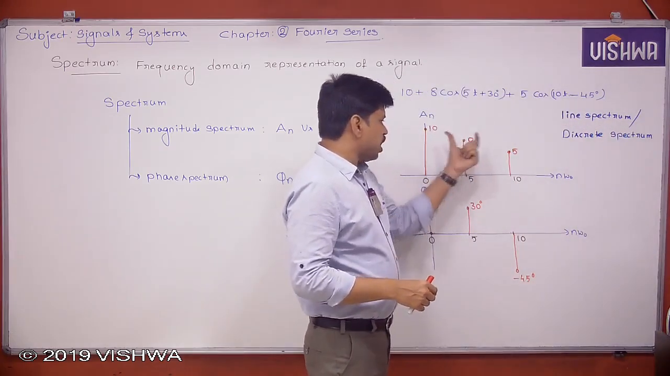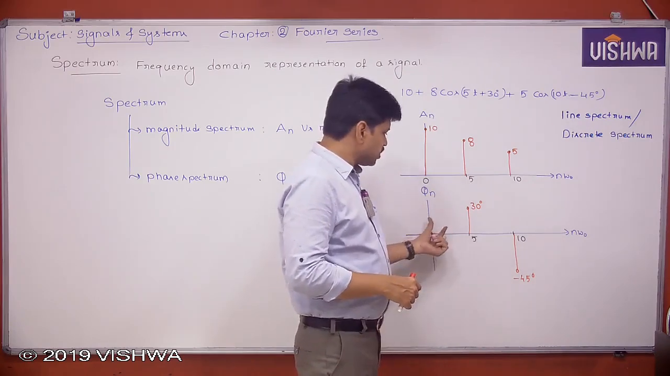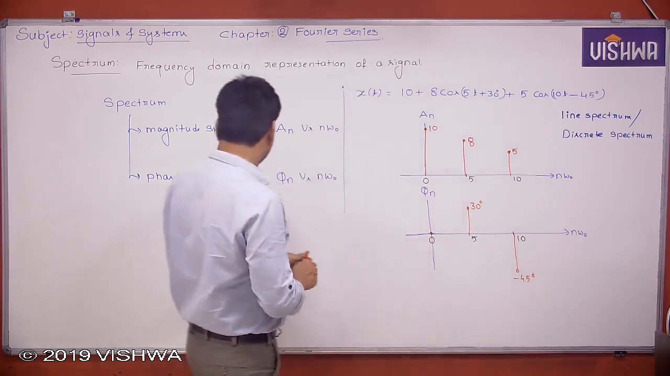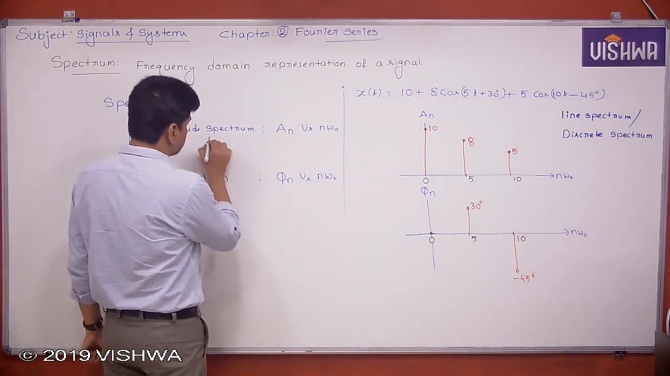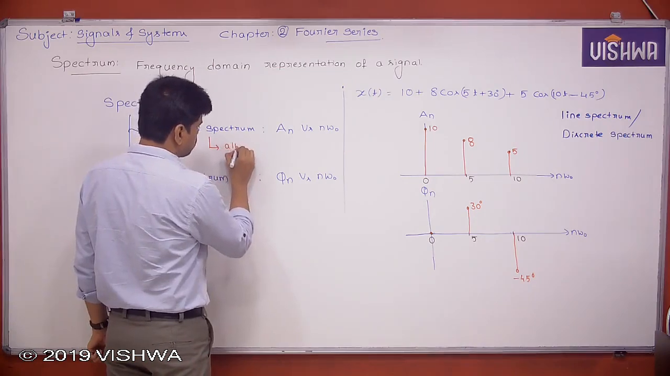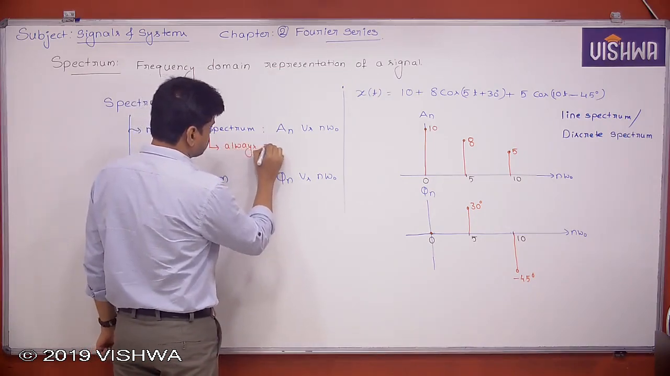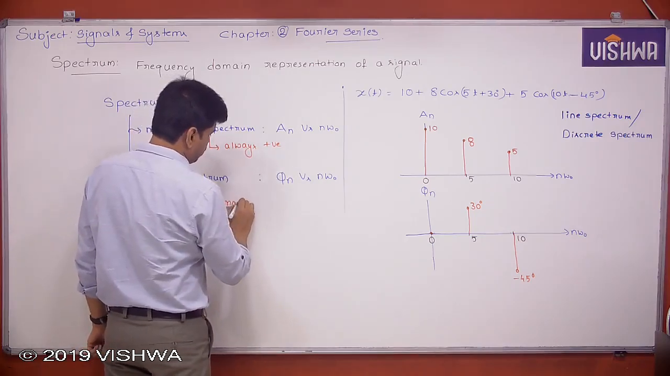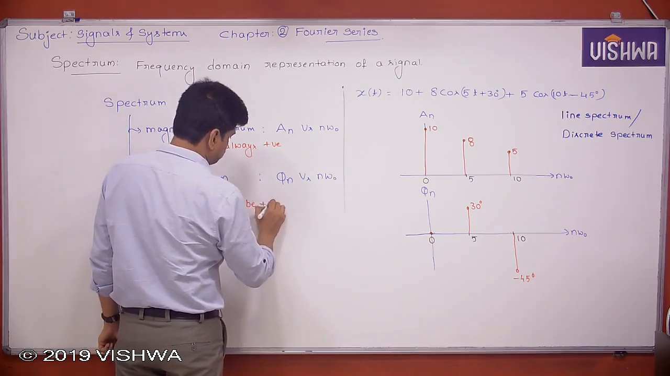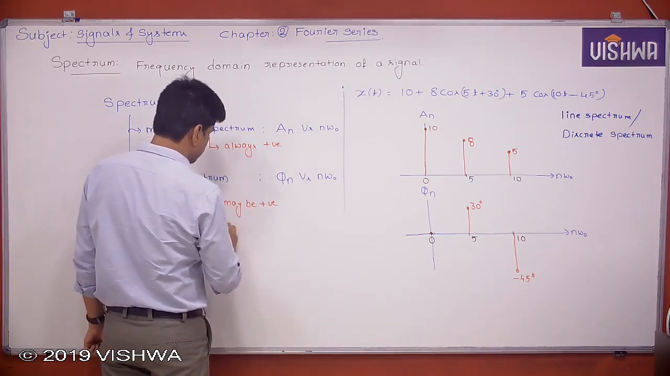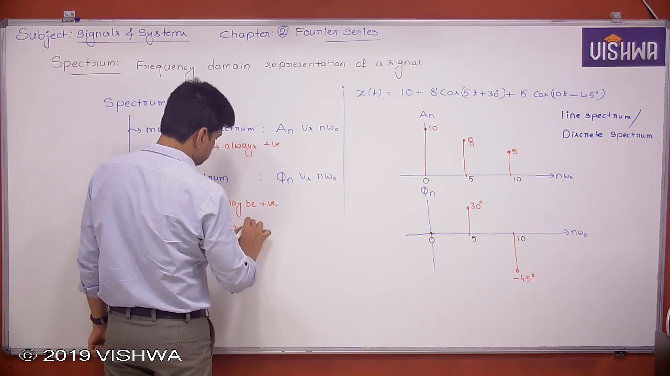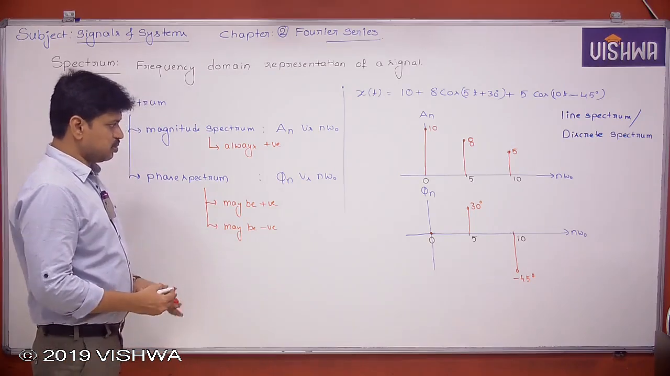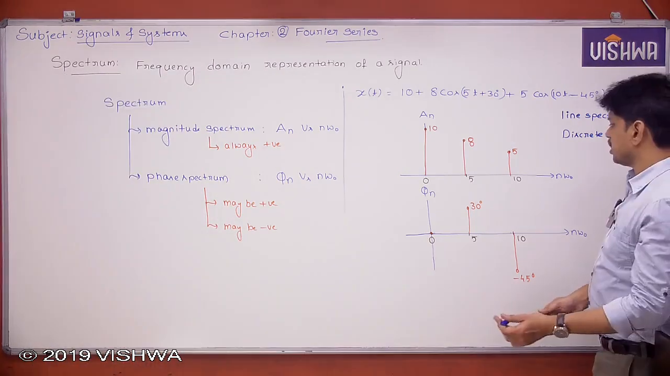And one more thing you have to observe: the magnitude spectrum is always positive. The phase spectrum may be positive, may be negative. It can take both positive as well as negative values. Okay, take it.